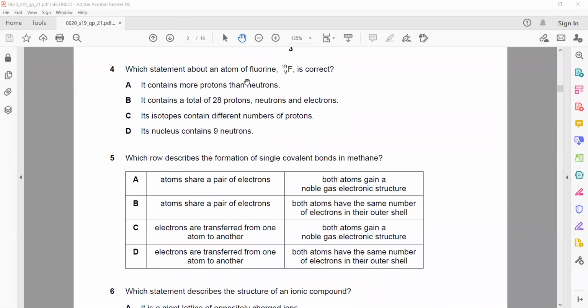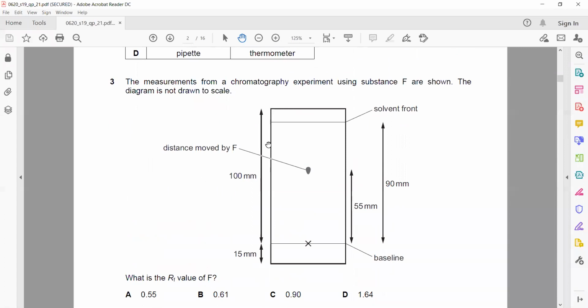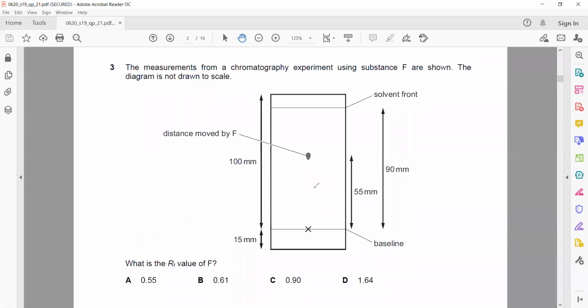Again, sir, again. The formula to calculate the RF value is the distance moved by the spot divided by the distance moved by the solvent front. What is the distance moved by the spot? It moved 55 millimeters. What is the distance moved by the solvent front? The measurement is 90. So 55 divided by 90. Yeah, got it, sir. That's why B was the right answer.